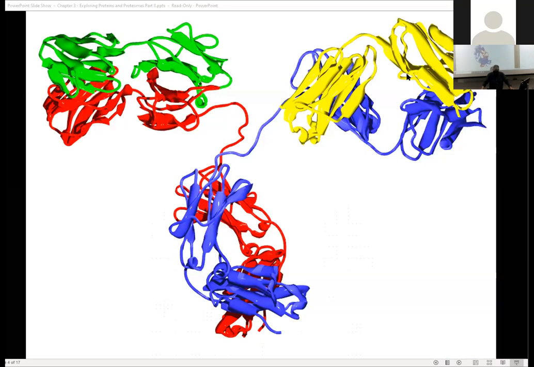Looking here, obviously we're looking at a ribbon diagram of a protein. This is actually the ribbon diagram of an antibody. So this is what an antibody looks like in a ribbon diagram. We can see one heavy chain in blue. The other heavy chain is in red. And then we have the two light chains in green and yellow. Also notice we haven't talked about disulfide bonds yet, but disulfide bonds hold together the heavy chains, and they hold the heavy chains to the light chains as well.